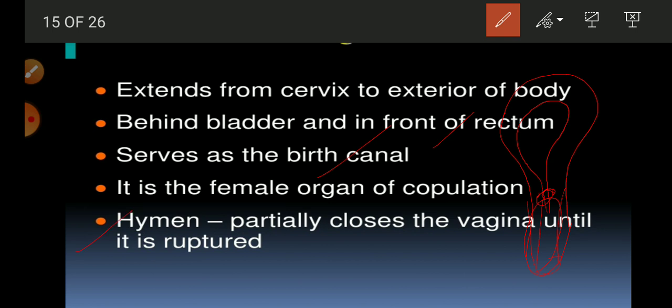The hymen partially closes the vagina until it is ruptured. The vagina is just closed with a very thin layer, the hymen. So when it is ruptured, sperms can enter more easily.